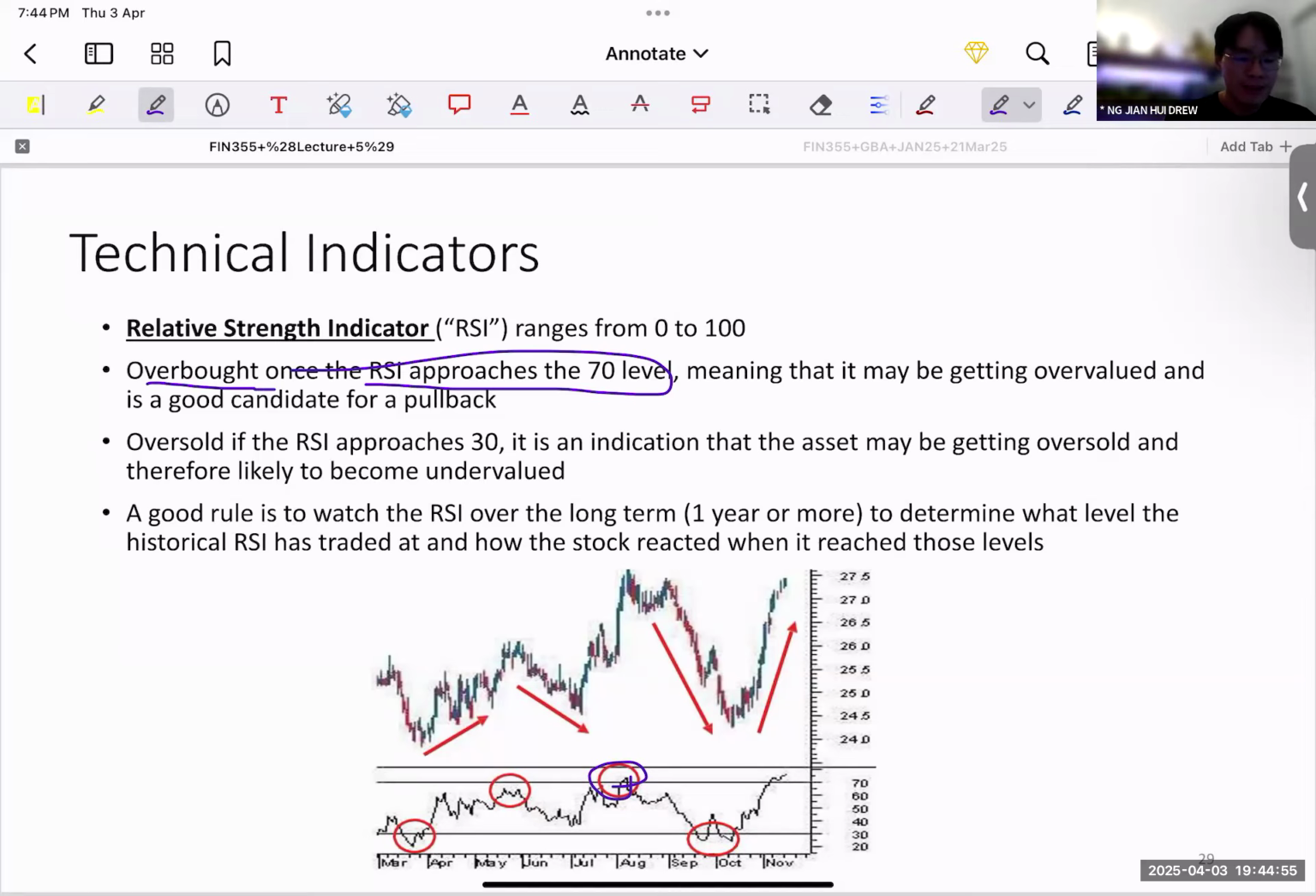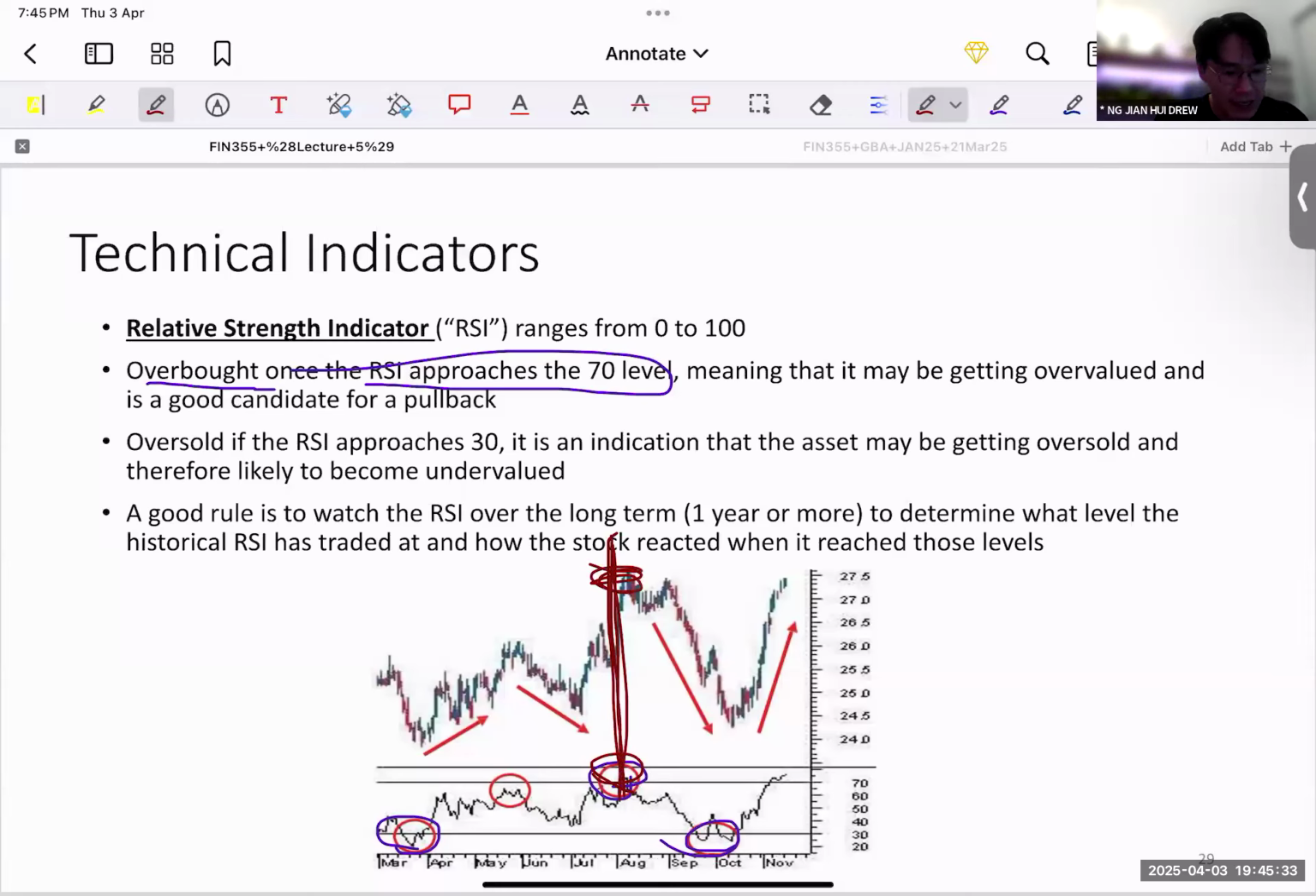So when it reaches the level of 70, it means that it's getting overvalued and it's a good candidate for pullback, meaning that you can try to sell it. An oversold situation is where it dips to or below 30, which indicates that the asset is getting oversold and therefore undervalued, which means that it has been at the lowest and it's time to buy. So if you notice, at certain points, this overbought scenario corresponds to the peak price, right?